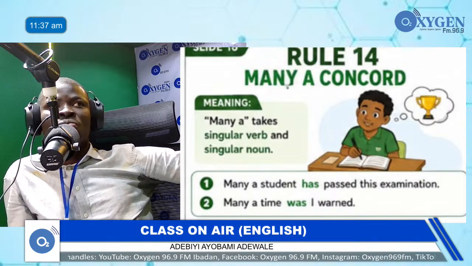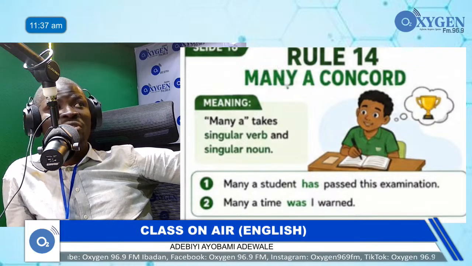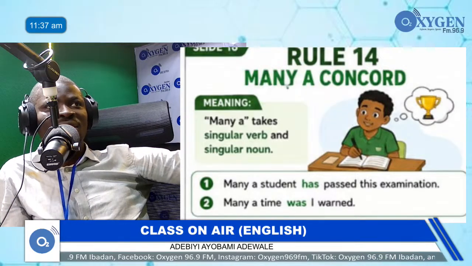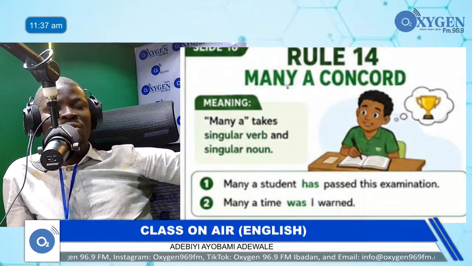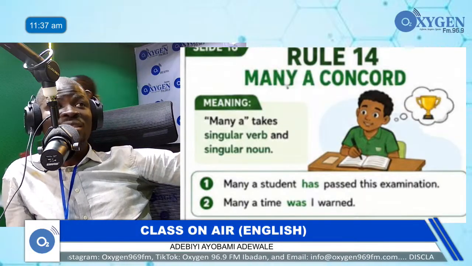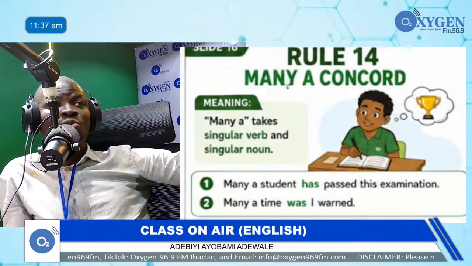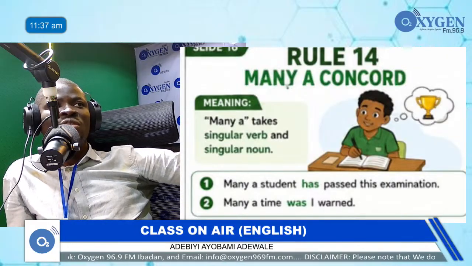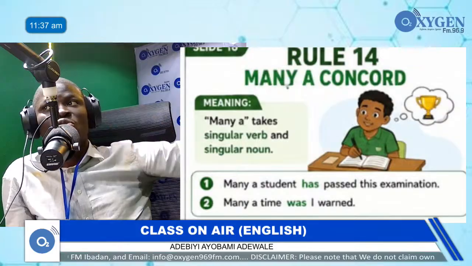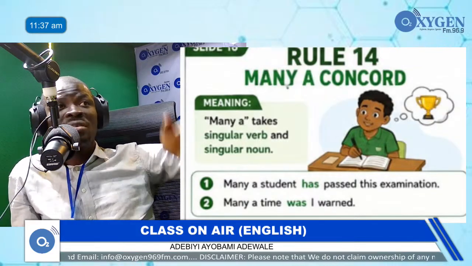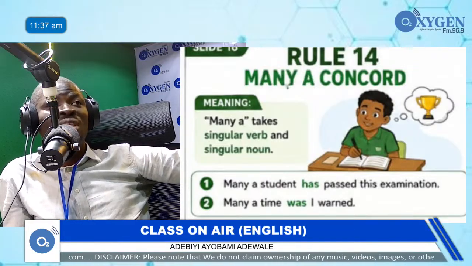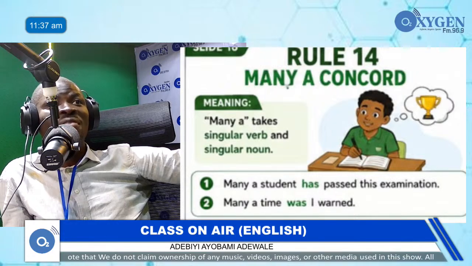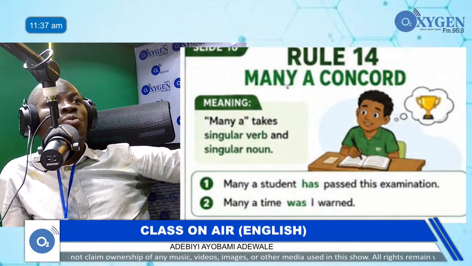A simple analysis and a kind of revision to this is just that when we have "many a" used to qualify the subject in a sentence, do note that the subject will be singular and the verb will be singular. Do not take into consideration the use of "many". Many does not have anything to do with the sentence. What the grammar is simply saying is that a student has passed this examination. A time was I warned.